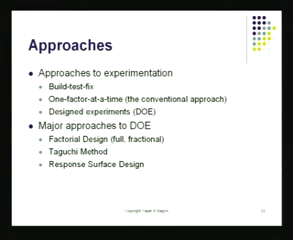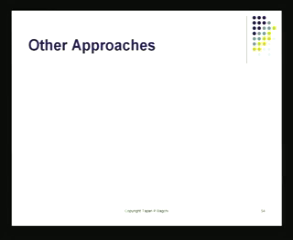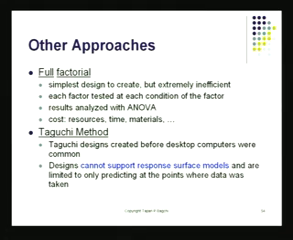What are the different approaches? I already showed you build to test, build, test and fix, one factor at a time trials and DOE trials. I'm going to expand on this a little bit, and also I'm going to give you some examples of factorial designs and the Taguchi way of designing experiments and the response surface method. Other approaches were also there.